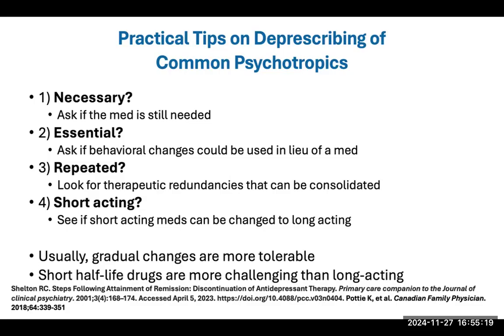And so, again, we're checking in with the patient. Is this medication still necessary or essential? Are there other things we could be doing, like CBTI instead of a med for insomnia? Is the person in therapy and not just taking antidepressants? We want to look for redundancies, and we'll talk about this when we get to some of the cases. And then we're also thinking about, can we swap out a short-acting drug for a long-acting drug? And those are all things that will help guide our thinking about deprescribing. And again, going slow and getting there eventually is more important than rushing and not succeeding in getting there.